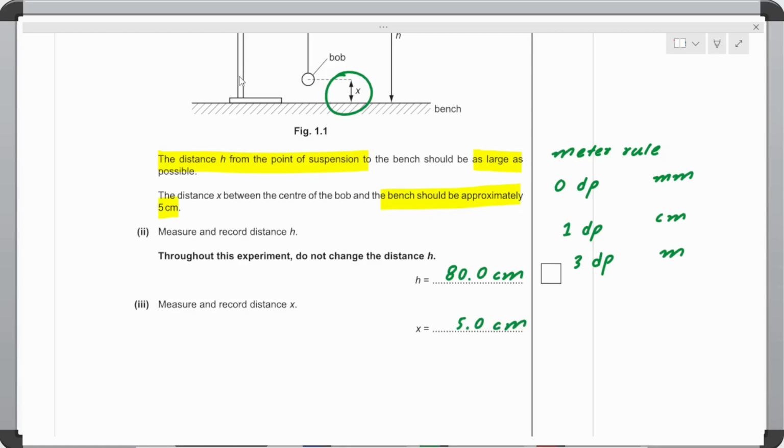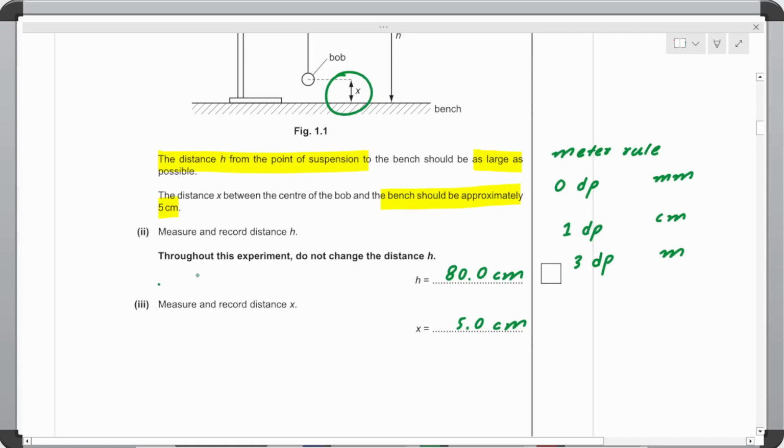So the first general pointer from this one is: be careful with the decimal places. If you leave the answer as, for example, 80 centimeters, you're not going to get the mark for this one. Likewise, if you write 5 centimeters, you're not going to get the mark for this one. It has to be 5.0 because that would correspond to the instrument that has been used for the process, which is the meter rule in this case. So let me scroll down to the next one.